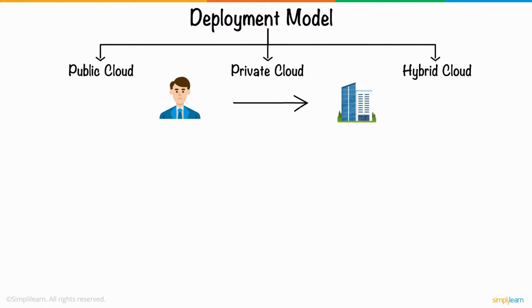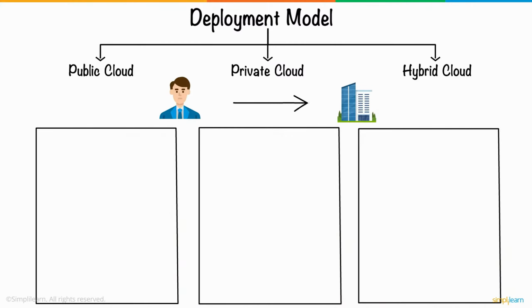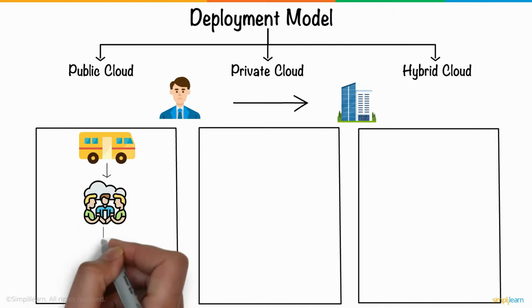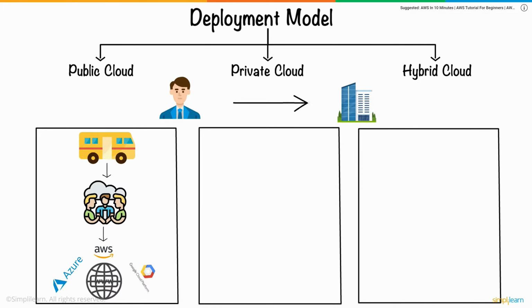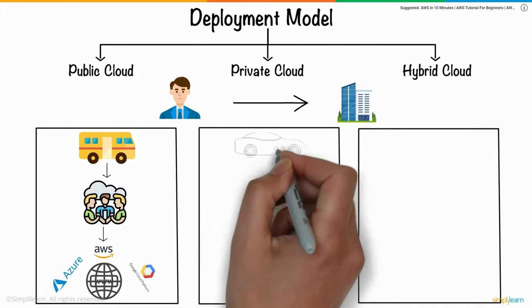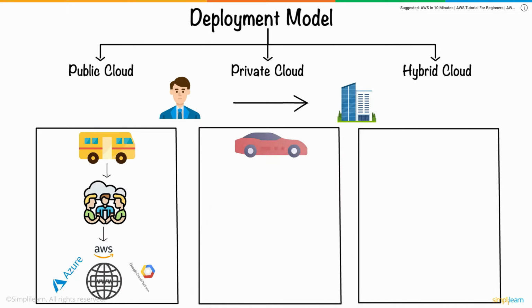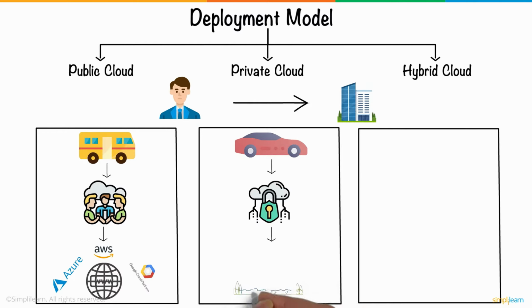Imagine you're traveling to work. You've got three options to choose from. One, you have buses, which represent public clouds. In this case, the cloud infrastructure is available to the public over the internet. These are owned by cloud service providers. Two, then you have the option of using your own car. This represents the private cloud. With the private cloud, the cloud infrastructure is exclusively operated by a single organization. This can be managed by the organization or a third party.